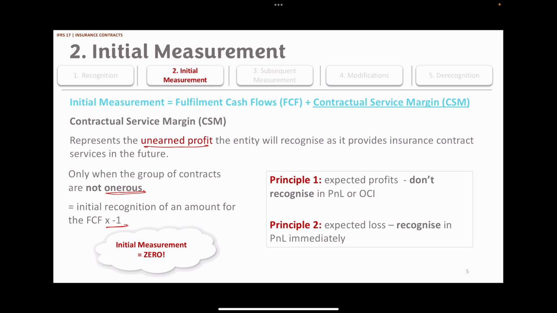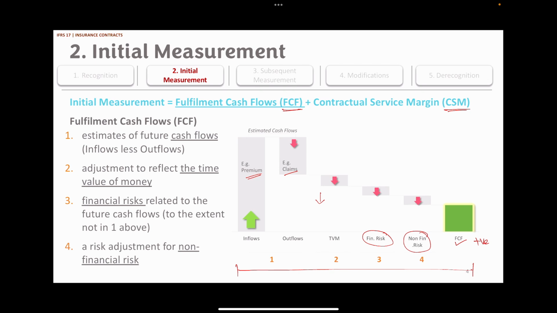Before we step on to subsequent measurement, let's do a quick recap. Initial measurement is simply the sum of fulfillment cash flow and contractual service margin. Fulfillment cash flow is simply the net expected future cash flows after adjusting for time value of money, financial risk, and non-financial risk. Contractual service margin is simply the negative of fulfillment cash flows if a contract is expected to be profitable.